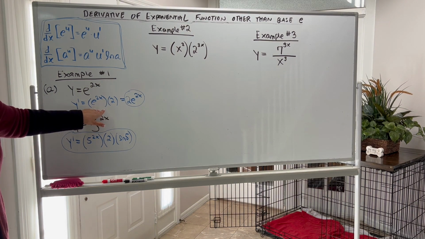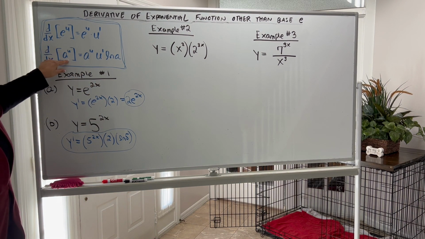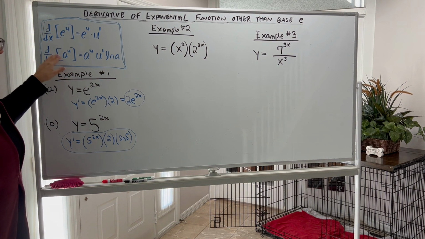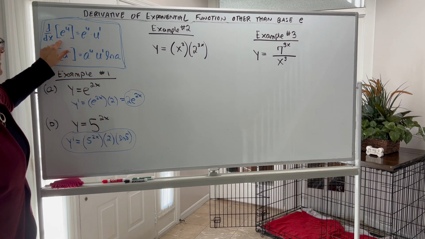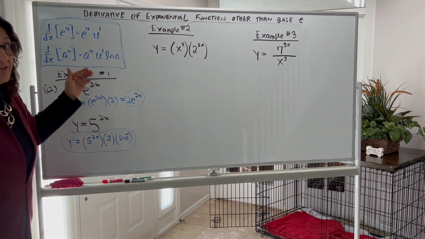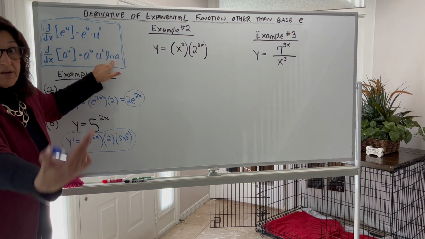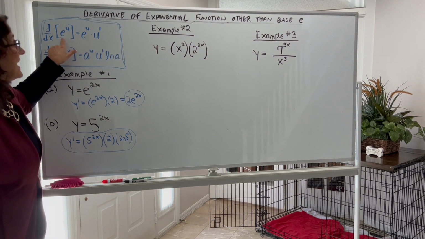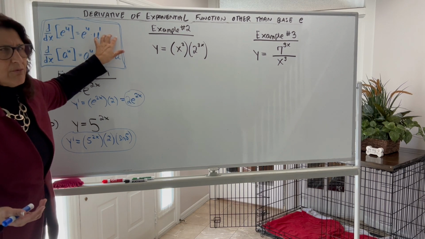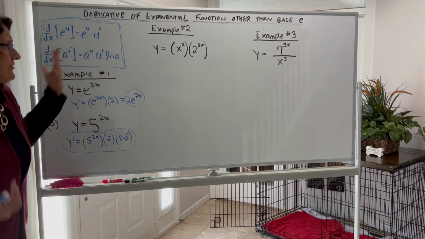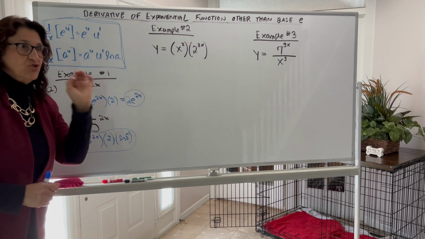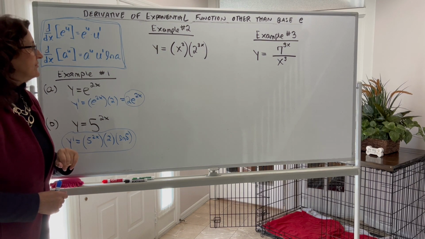Quite honestly, up here, you could use this formula. A to the u works on everything. It works on e to the u as well. Think about it: to find the derivative of exponential functions, you take the entire exponential function, multiply that by the derivative of the exponent, and then multiply that by natural log of the base. But up here, natural log of e is equal to 1, so we don't need it. But it's not wrong to do it, is it? So for any exponential function, this is what you're doing: the entire exponential function times the derivative of the exponent times natural log of the base.